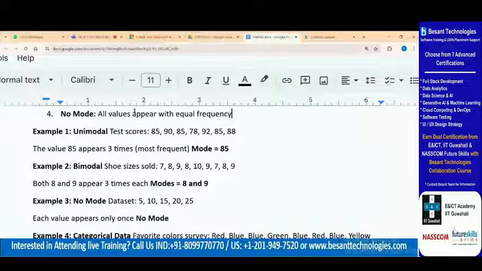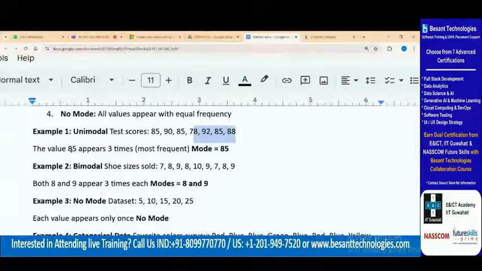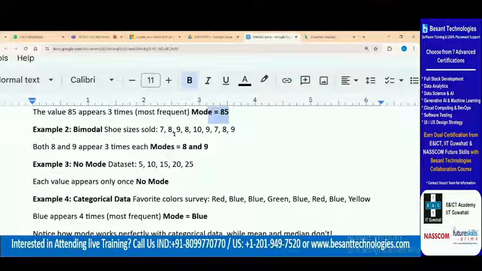So let's take one example of unimodal. For example, test scores. I'm just seeing which value is most repeated. 85 is repeated, so the mode value is 85. And in bimodal, I'm taking the values 7, 8, 9, 10, 7, 8, 9. The mode is going to be 8 and 9, because 8 and 9 are repeated together with a frequency of 3 times.